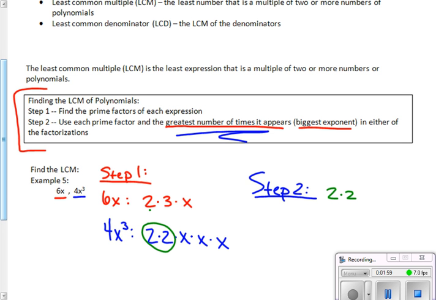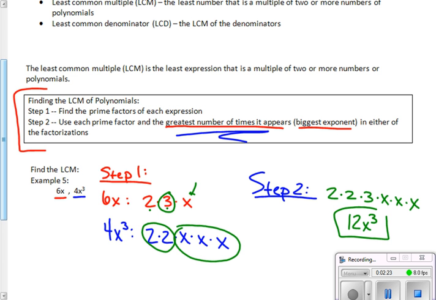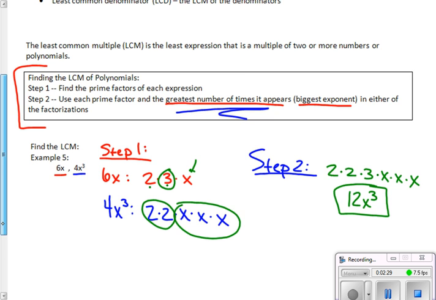So I'd add 2 times 2. 3 appears once up here, so that would be the greatest factor. And x, well, it appears once up here, but 3 times down below. So I'd have x times x times x. Now I'd go ahead and multiply this out. 2 times 2 is 4, times 3 more is 12, x to the third power. This would be my least common multiple there for a polynomial.